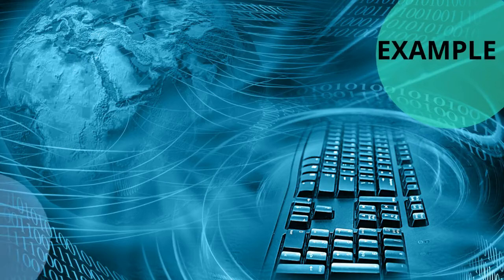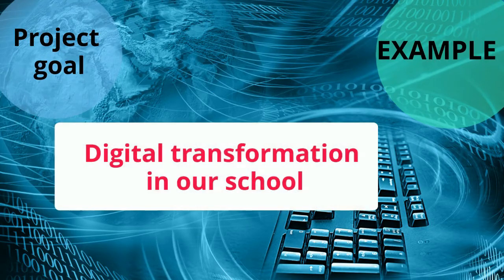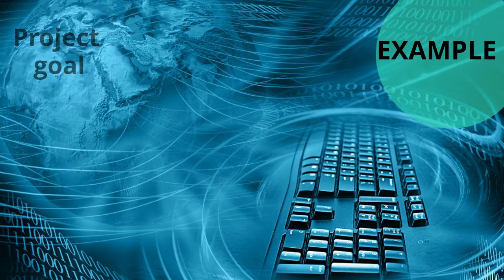So it's time for an example. We have a project goal which is more like a vision. For example, we plan a digital transformation in our school. It is clear that this is a never-ending process. And before the team members can start, they need to get information and to be organized. Those are also important actions for achieving the project goal.